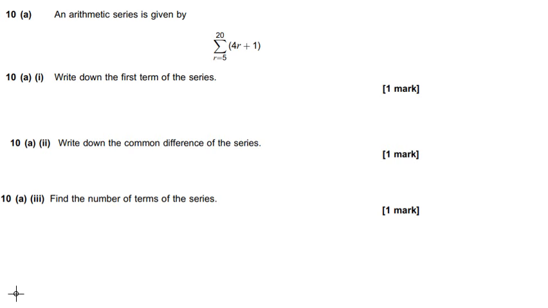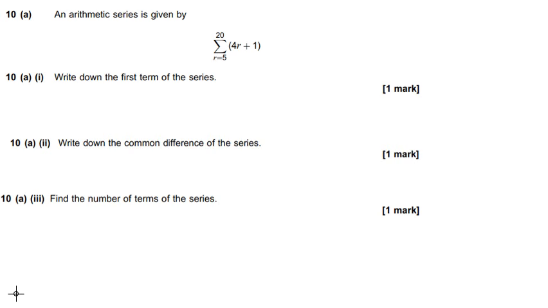Okay, arithmetic series now. So this is sigma notation, which you're hopefully familiar with. And what this means is that we substitute the values in from 5 up to 20 and we add the terms together. So it'll be 4 times 5 plus 1 plus 4 times 6 plus 1 plus 4 times 7 plus 1 all the way up to 20. That's what the notation means.